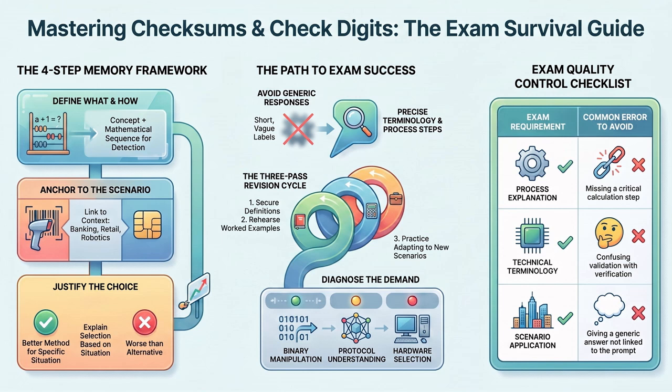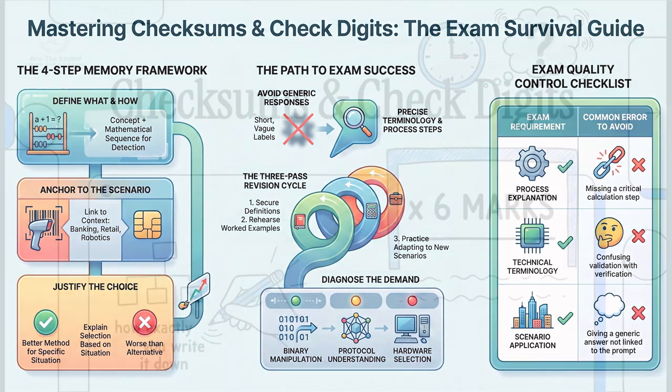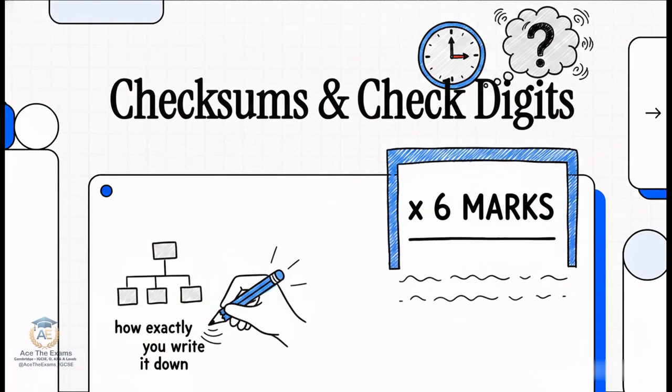Picture this. You're sitting in the exam hall. You're staring down a 6-mark question on data integrity. The clock is literally ticking down. Now, this right here, this is the exact moment where your grade boundary gets decided. And here's the crazy part. It's not decided by what you memorized. No, it's decided by how exactly you write it down on that page.